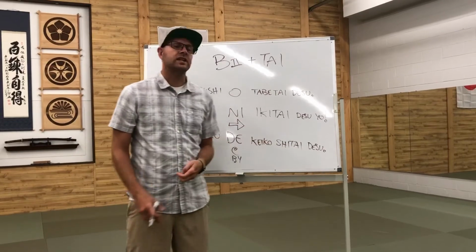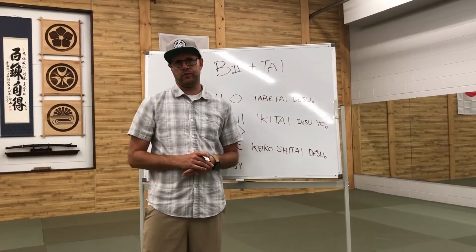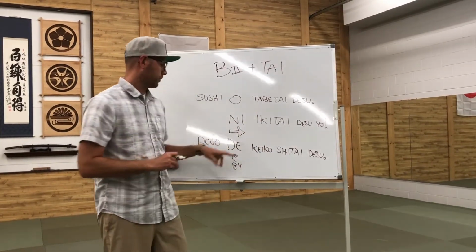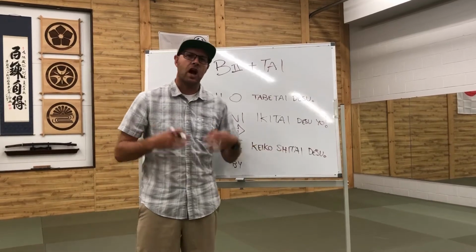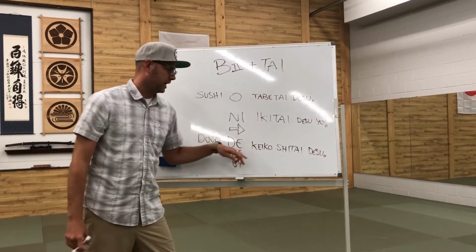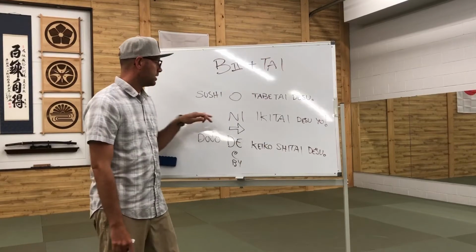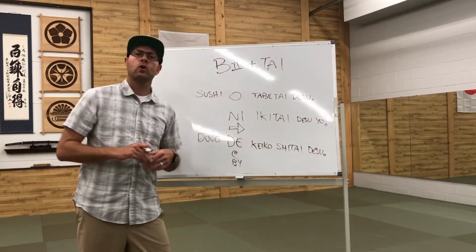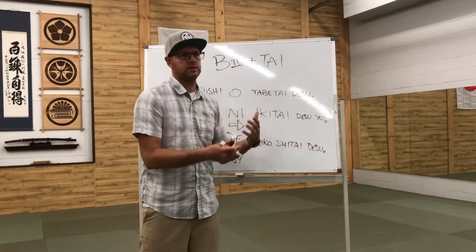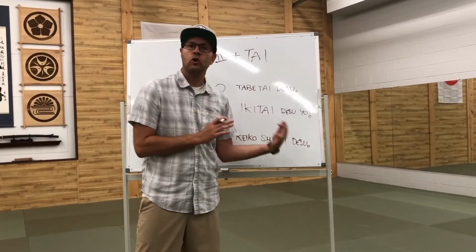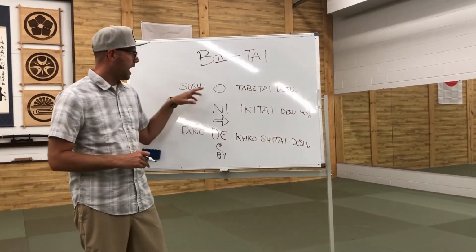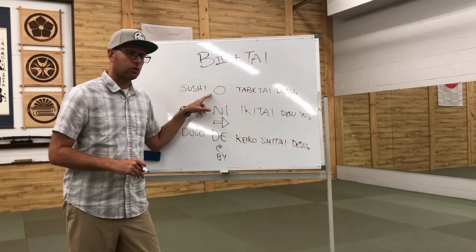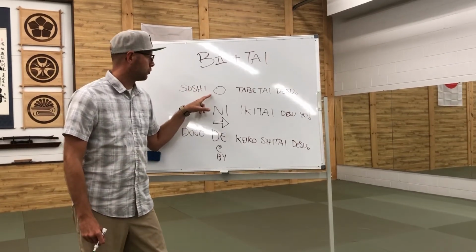Dojo de keiko shitai desu. I want to train at the dojo. Keiko suru. Keiko shitai desu. I want to train. Dojo de keiko shitai desu. Nihon ni ikitai desu. I want to go to Japan. Kokodo Honbu Dojo de keiko shitai desu. I want to train at the Kokodo Honbu Dojo. So this is how you use particles with verbs, action words.